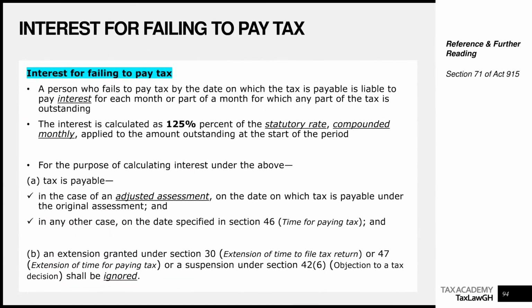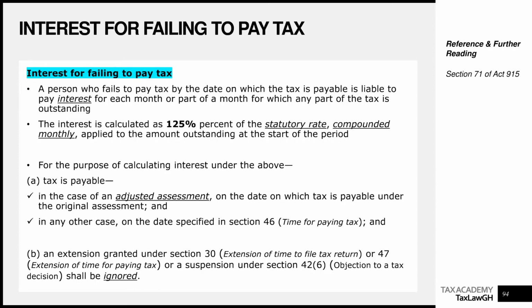Then what about when you fail to pay any other tax apart from the ones by self-assessment? Let's say failure to pay VAT on due date, failure to pay customs duties on due date, failure to pay any tax on due date. What is the interest for failing to pay that tax? Where you fail to pay a tax by the due date, you are liable to pay interest. Similar to the one I just mentioned, it is still 125% of the statutory rate, which is the Bank of Ghana monetary policy rate, compounded monthly and applied to the amount outstanding.